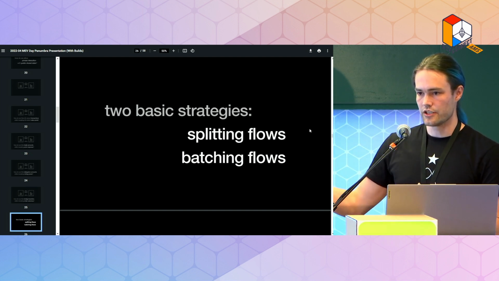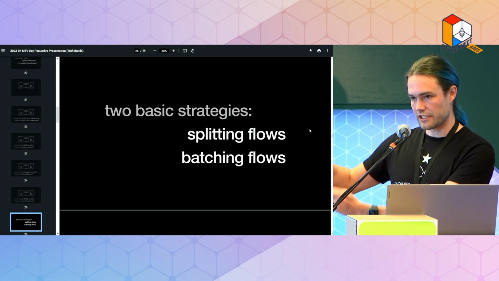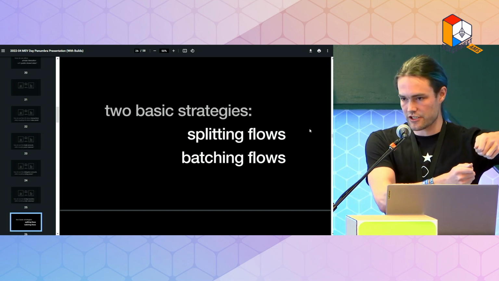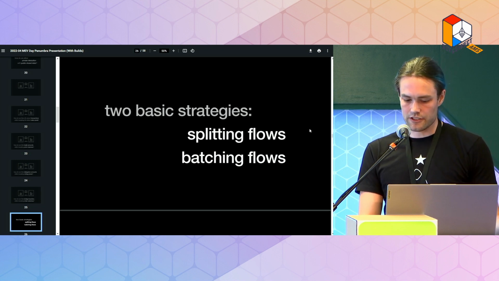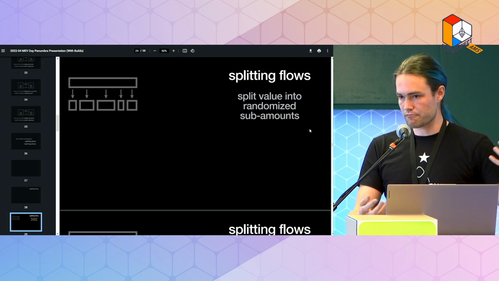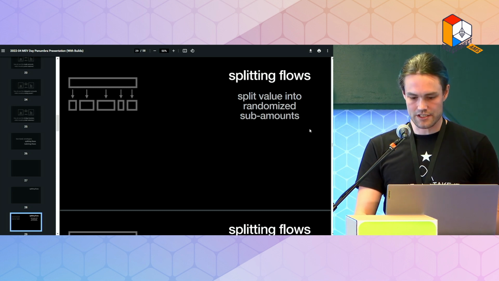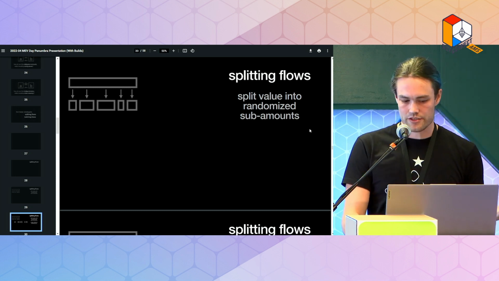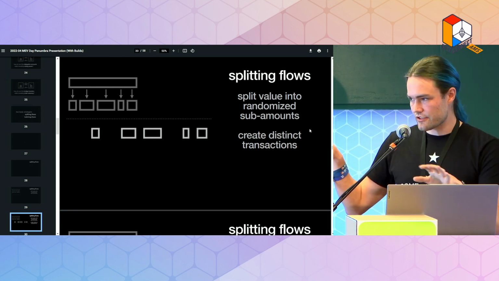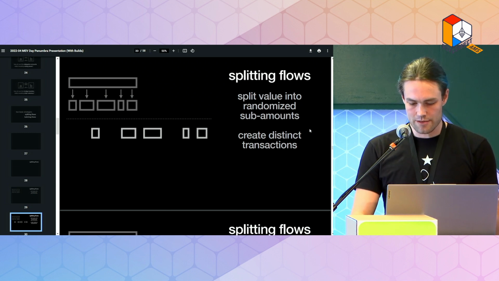One direction is you have some flow and you're going to split it up. And the other, in the opposite direction, is you have a bunch of flows and you're going to batch them all together. So looking at splitting flows to start, right? This picture is, okay, somebody has some secret amount. They're going to split it up into some randomized sub-amounts. And then they're going to create different transactions and send those off to the chain at different times or something.